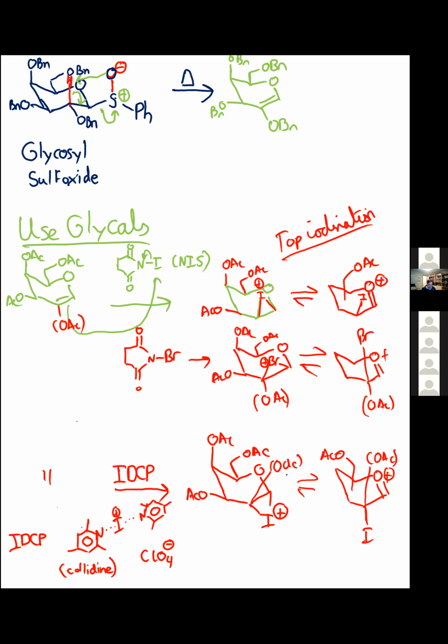It's just really crowded. I really hate drawing manno chair boats. It's one of my least favorite things in the world, along with nails on a chalkboard and my dog whining at 3 a.m. Okay. So we can have up halogens, we can have down halogens, and we can do it by choosing what reagent we use with the glycal. Okay.